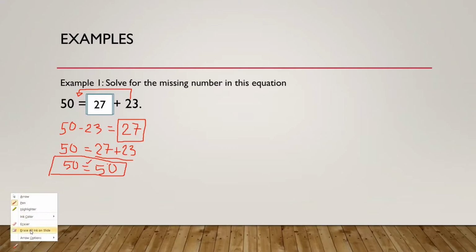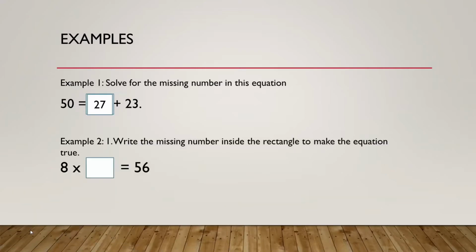So, next is example number 2. Write the missing number inside the rectangle to make the equation true. Kailangan maging true itong equation. So, ano ba yung pwede nating number dito na ilalagay sa ating rectangle para makuha yung 56? Again, we can use the inverse operation in solving this kind of equation. If dito is multiply and nawawala yung isang multiplier natin, then we will use the division method.